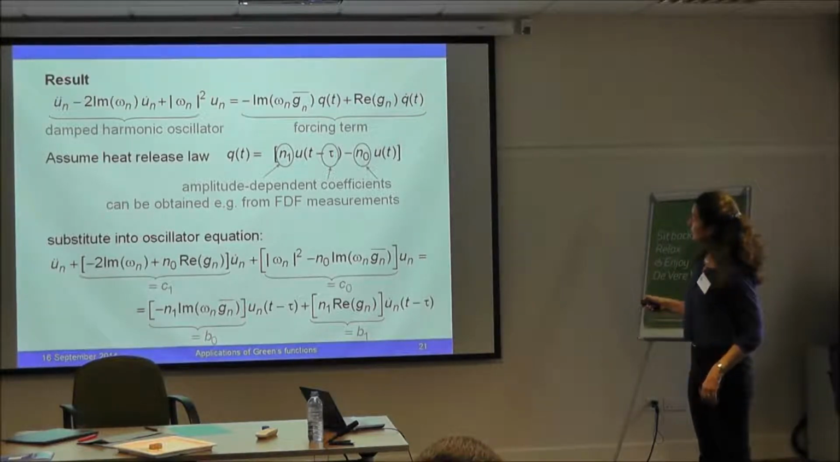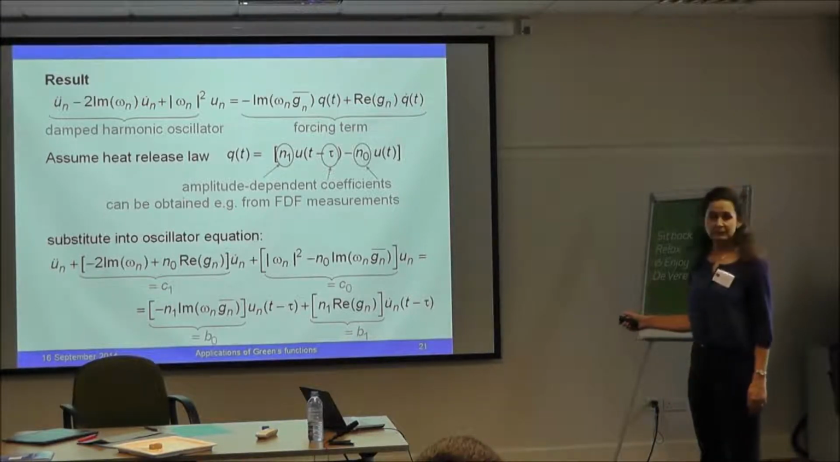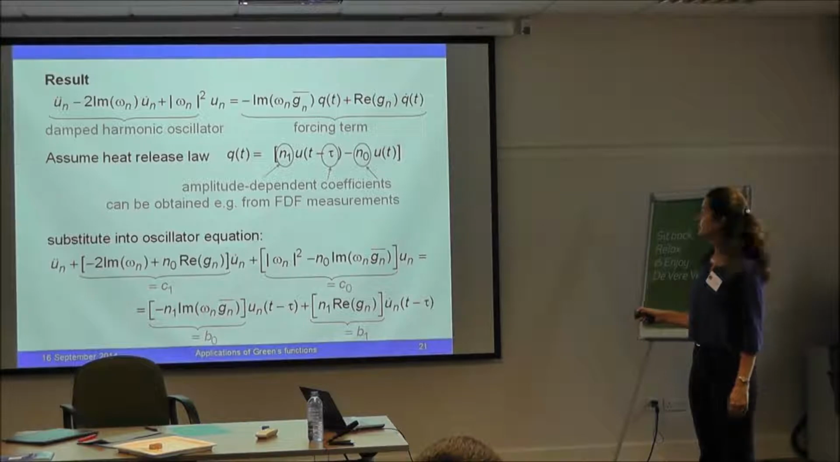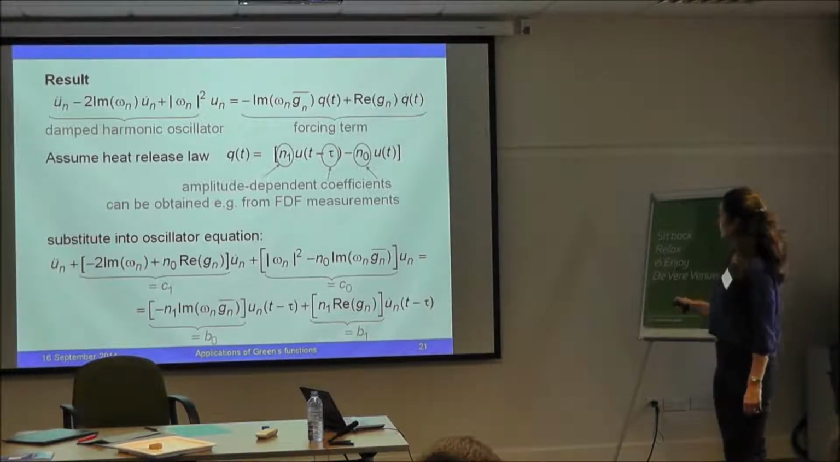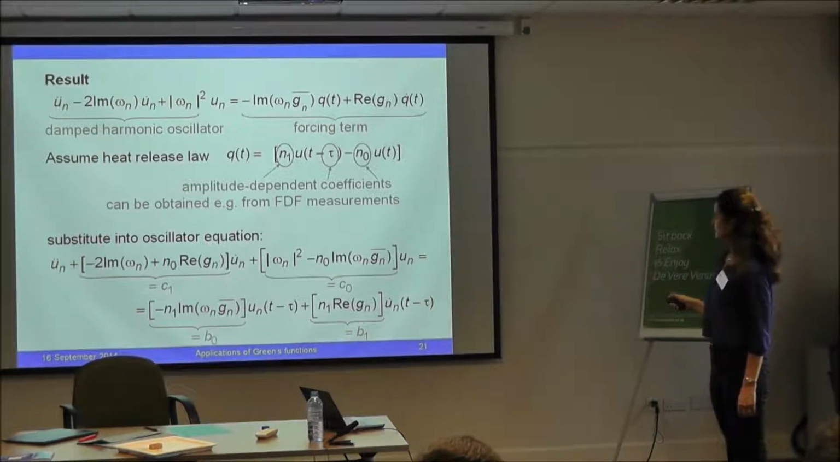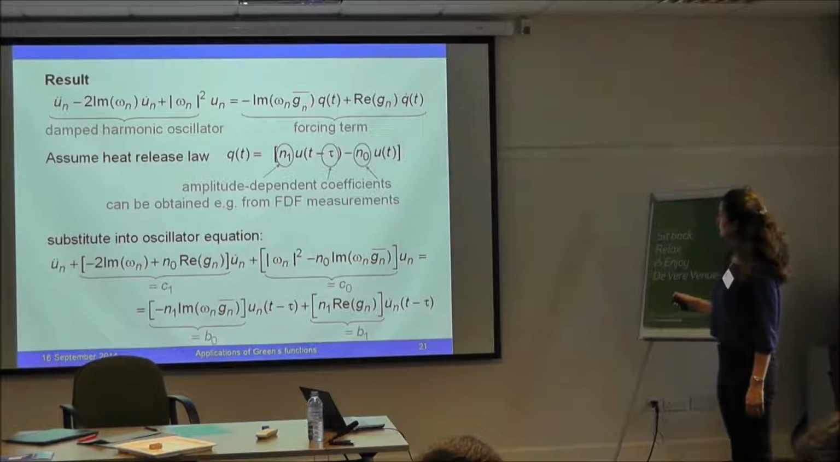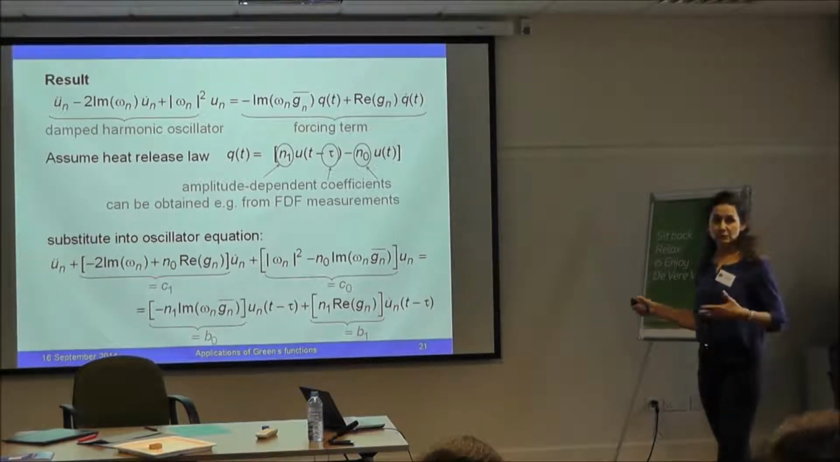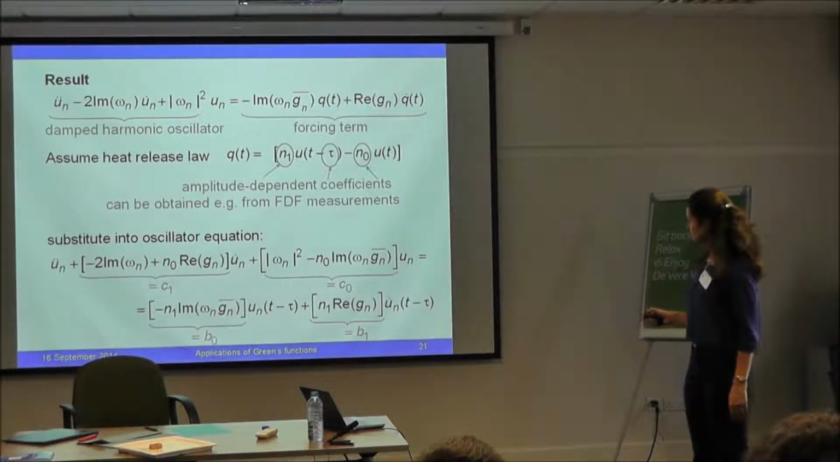As you can see, on the left-hand side we have a very well-known expression. That's the left-hand side of a damped harmonic oscillator equation: acceleration term, damping term, mass term. And on the right-hand side, we have a forcing term, which involves the heat release rate and the time derivative of the heat release rate. It also has in there the Green's function amplitudes, the Gn's, but we assume we know these, so for our purposes here, they're just known constants.